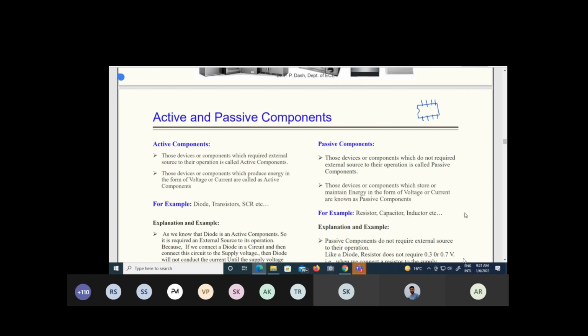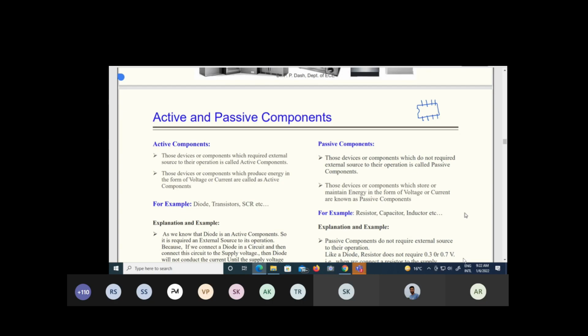So all these are components, and they can be classified into two types: active components and passive components. Those components which require some external source or external power to work are called active components. Like if you remember the operation of a diode, if you take a PN junction diode, can you use it without giving any supply? It requires biasing.